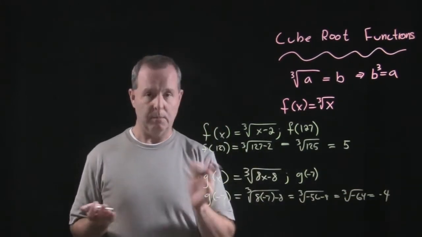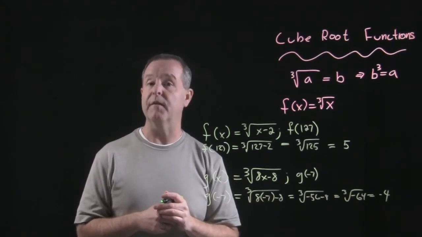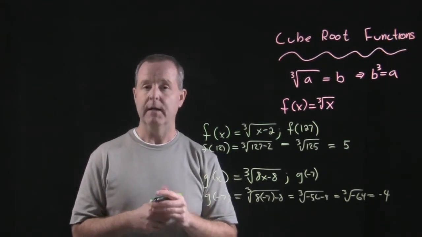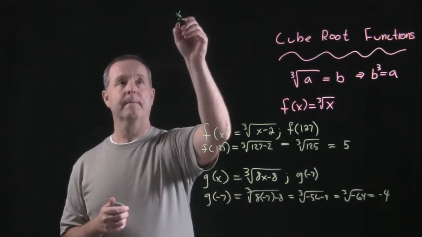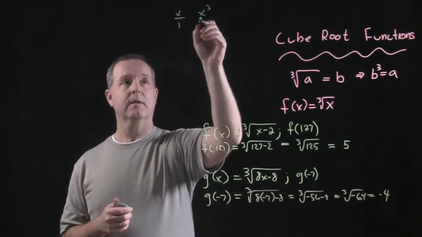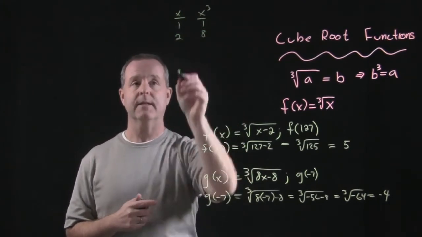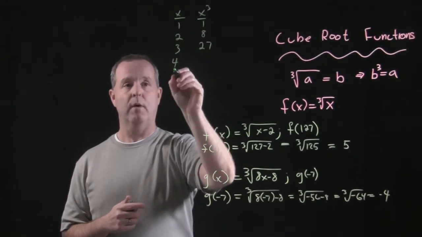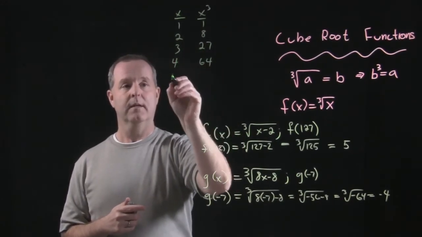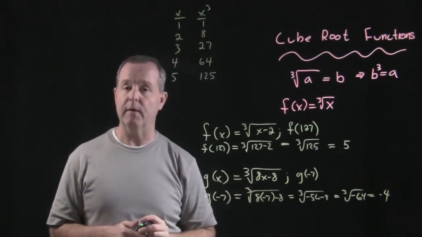Now we've talked previously about perfect squares. There are also perfect cubes I want you to be aware of. And the numbers are such. If x were 1, x cubed would be 1. If x were 2, x cubed would be 8. 3 produces 27. 4 produces 64. And 5 produces 125. Those values are perfect cubes.